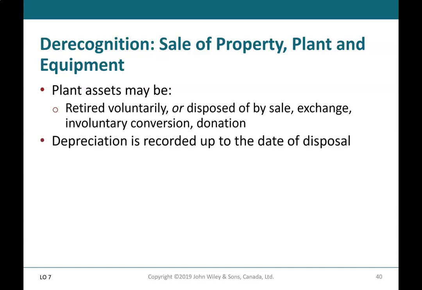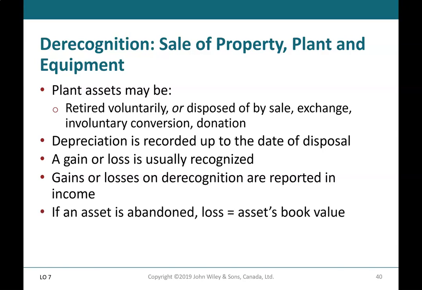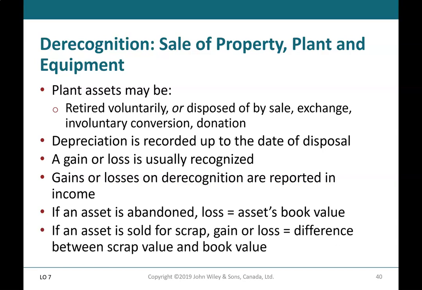Depreciation is recorded up to the date of disposal. A gain or loss is usually recognized. Gains or losses on derecognition are reported in income. If an asset is abandoned, then the loss equals the asset's book value. If an asset is sold for scrap, gain or loss equals the difference between the scrap value and the book value.